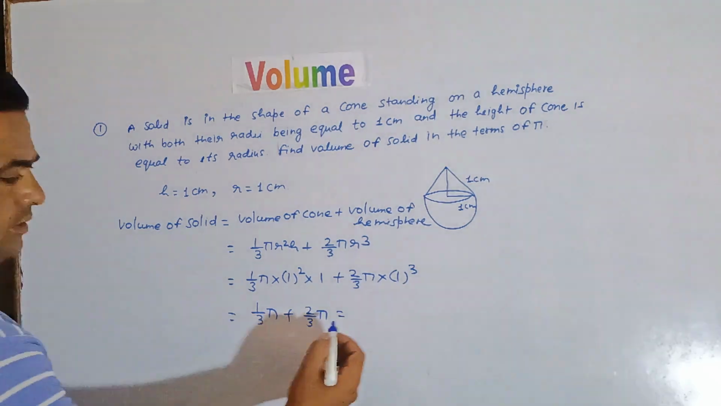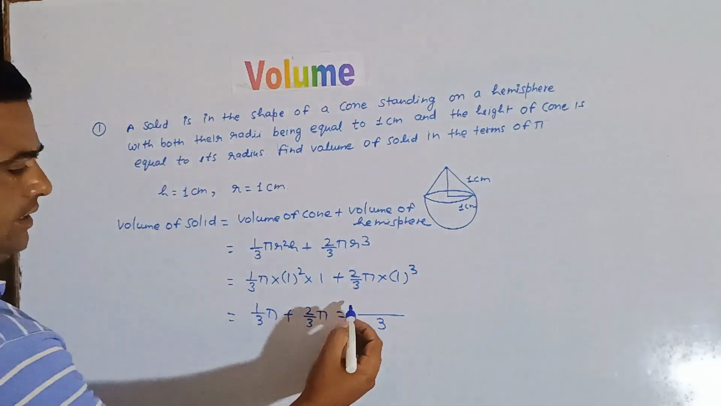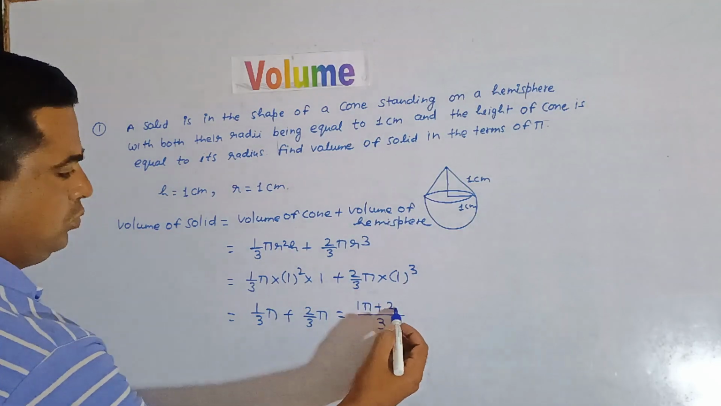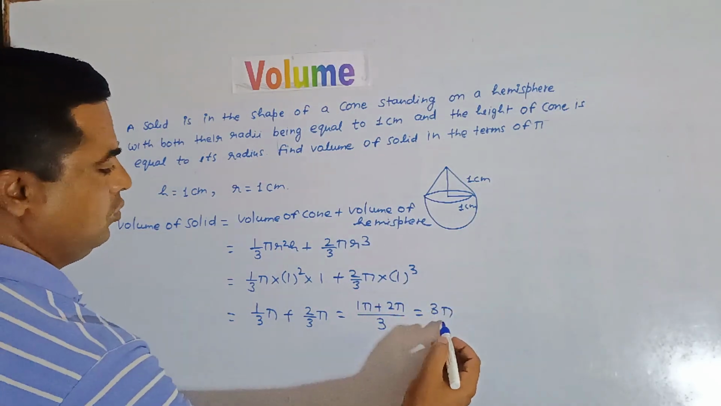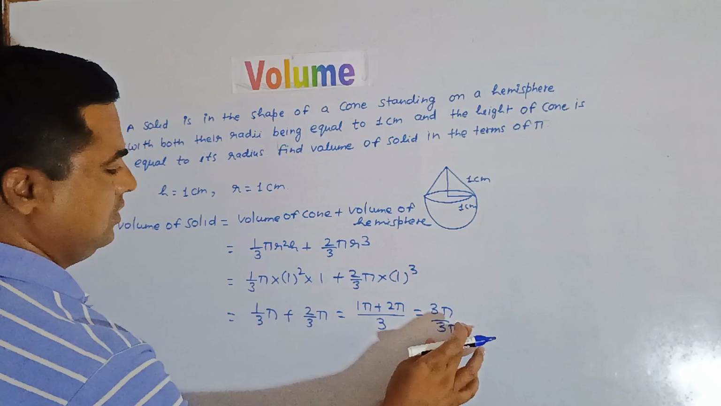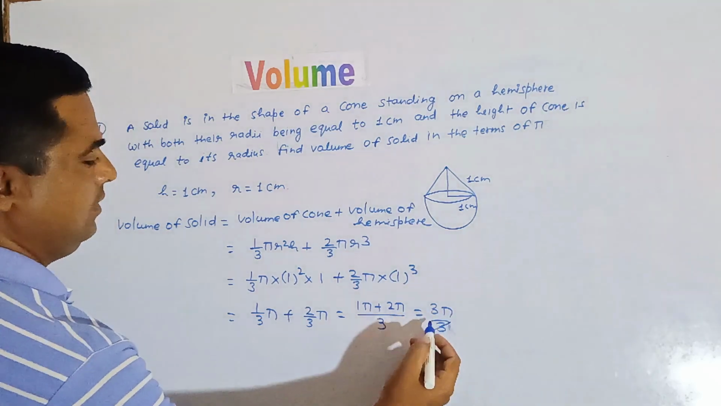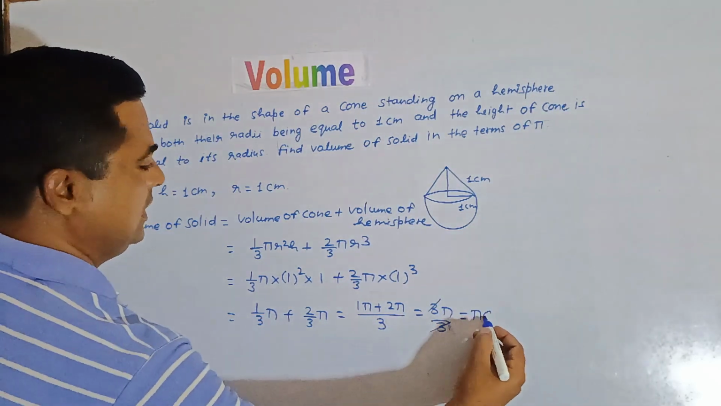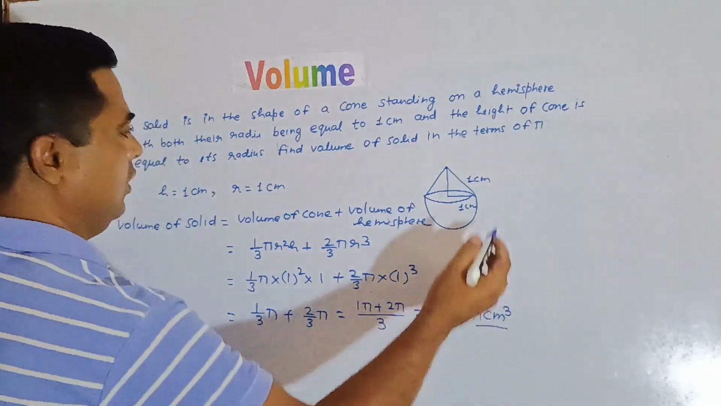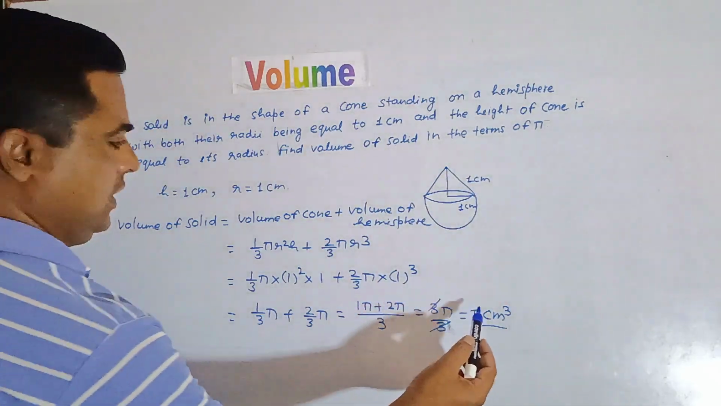Now 3 is the LCM, and we will write in the numerator 1 pi plus 2 pi, this will be 3 pi over 3. So pi cancels out, so this will be pi centimeter cube. The volume of the solid will be pi centimeter cube.